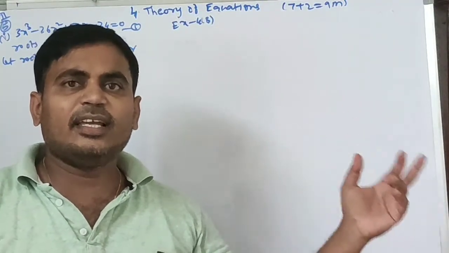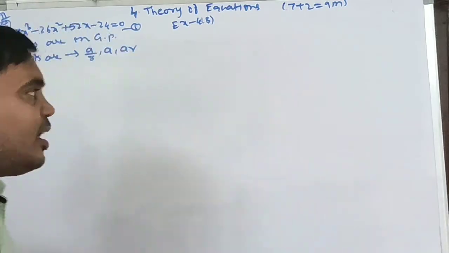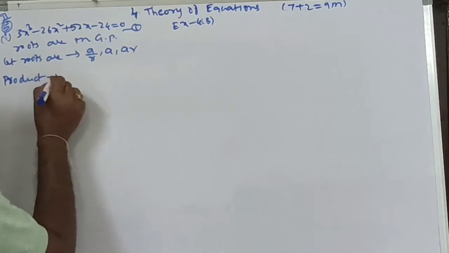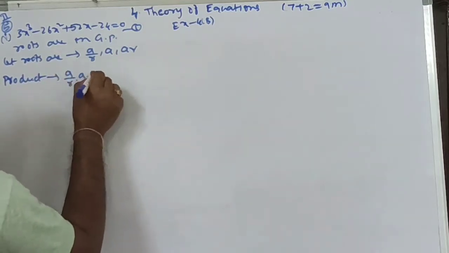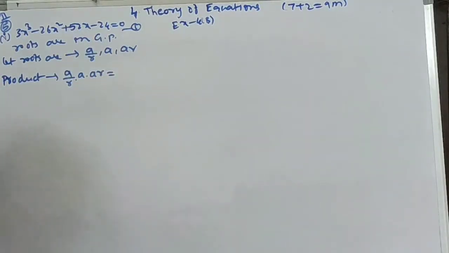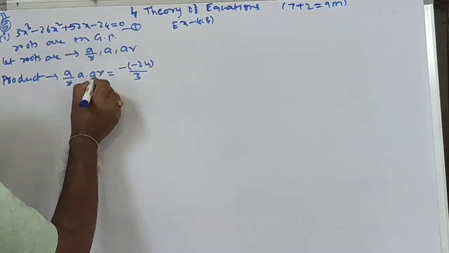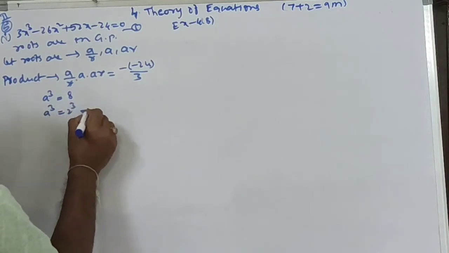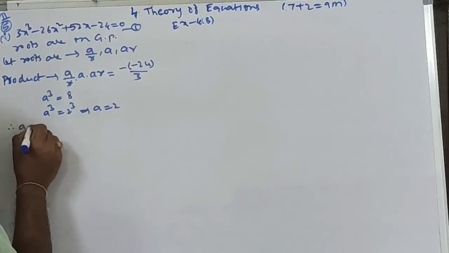If roots are in AP, we take the sum. If the roots are in GP, we take the product. Product = (a/r)(a)(ar) = first minus, next plus, next minus: (−1)³ × (−24/3). So the r's cancel. a³ = 24/3 = 8. a³ = 2³, a = 2. So a = 2 is a root.